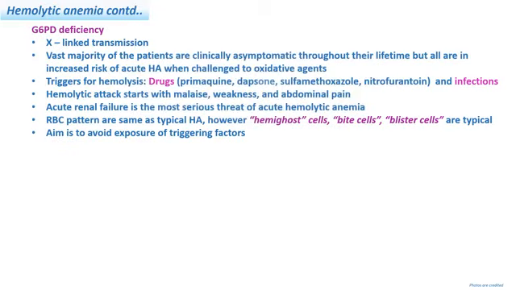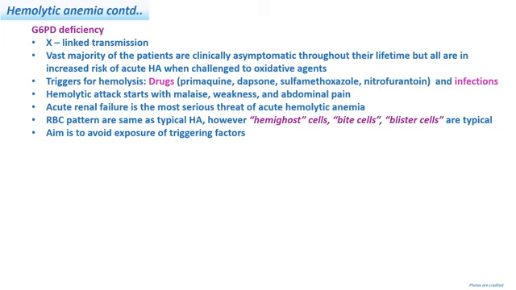G6PD deficiency, it is X-linked transmission. Vast majority of the patients are clinically asymptomatic throughout their lifetime, but all are at increased risk of acute hemolytic anemia when challenged with oxidative agents. Triggers for hemolysis: drugs like primaquine, dapsone, sulfamethoxazole, nitrofurantoin, and infections.